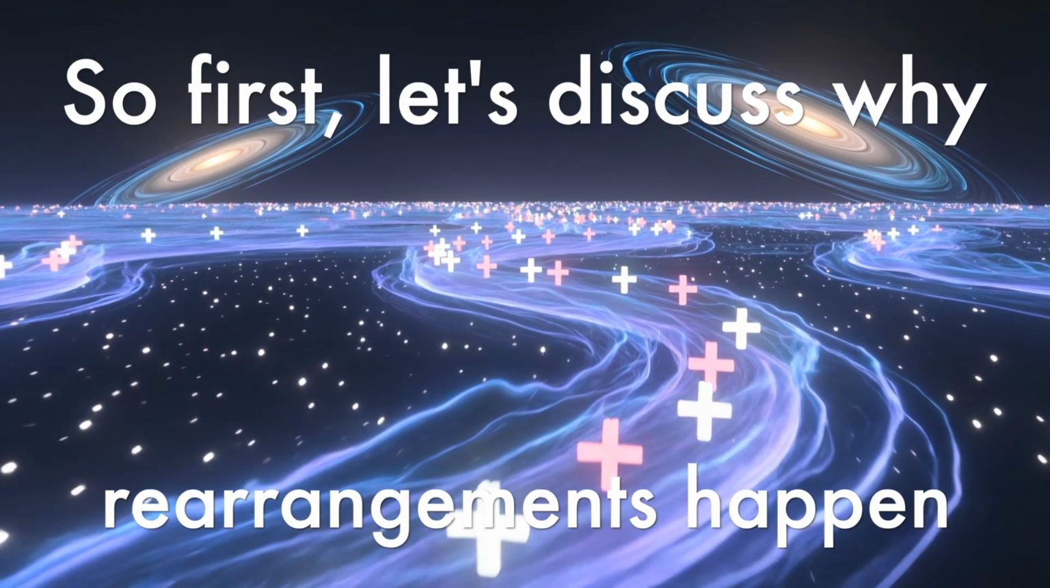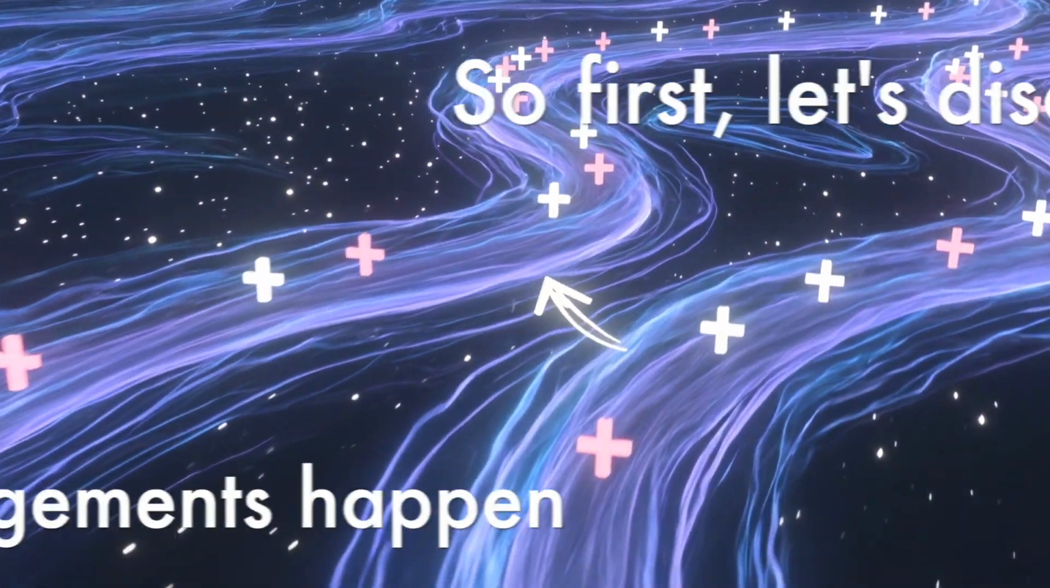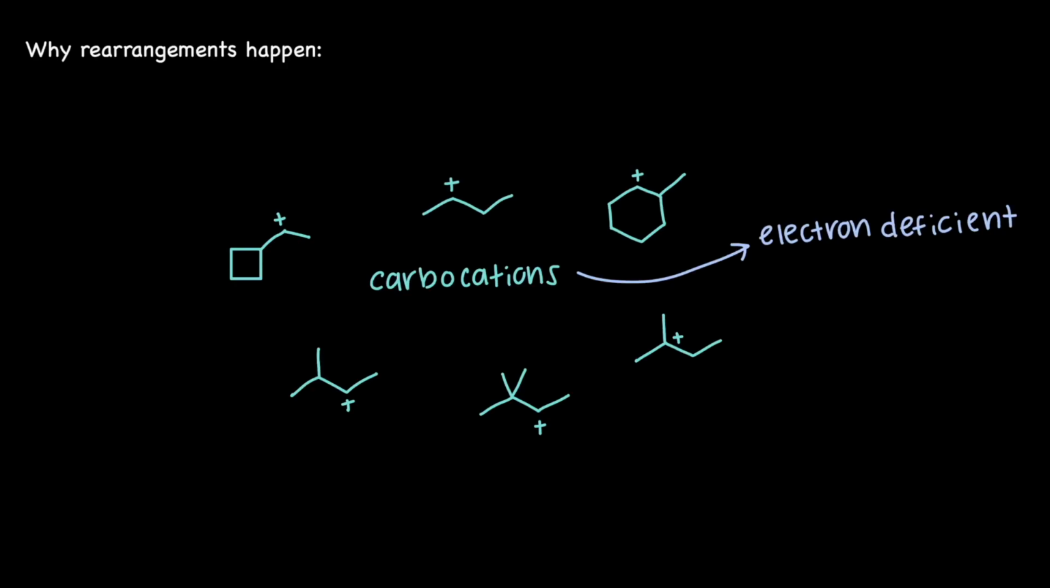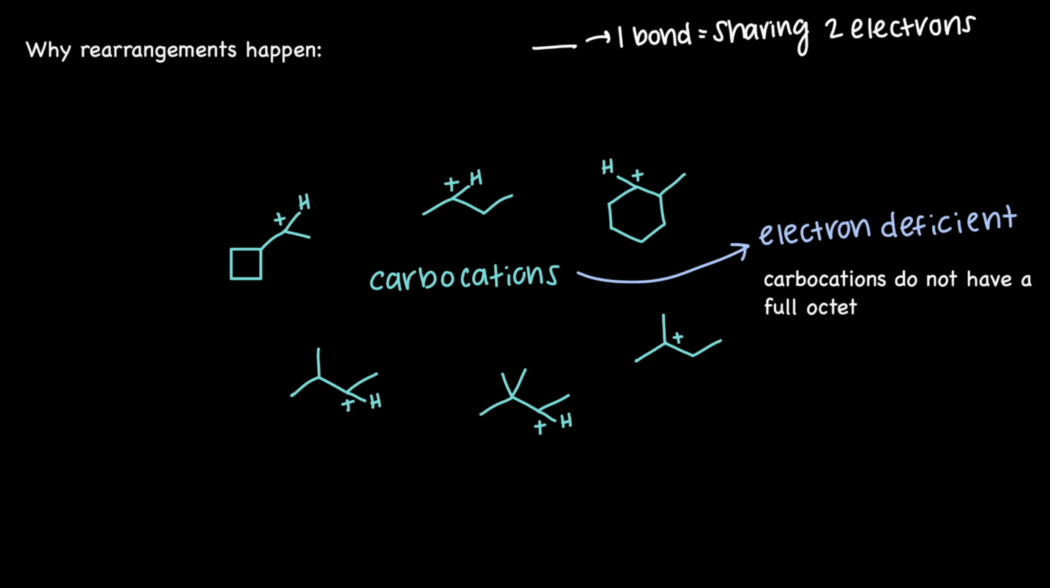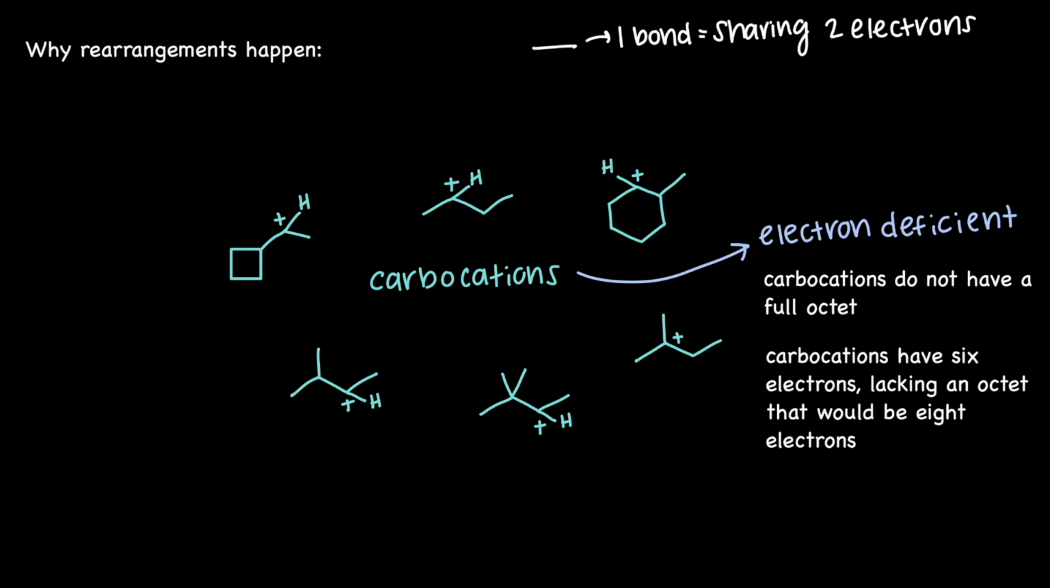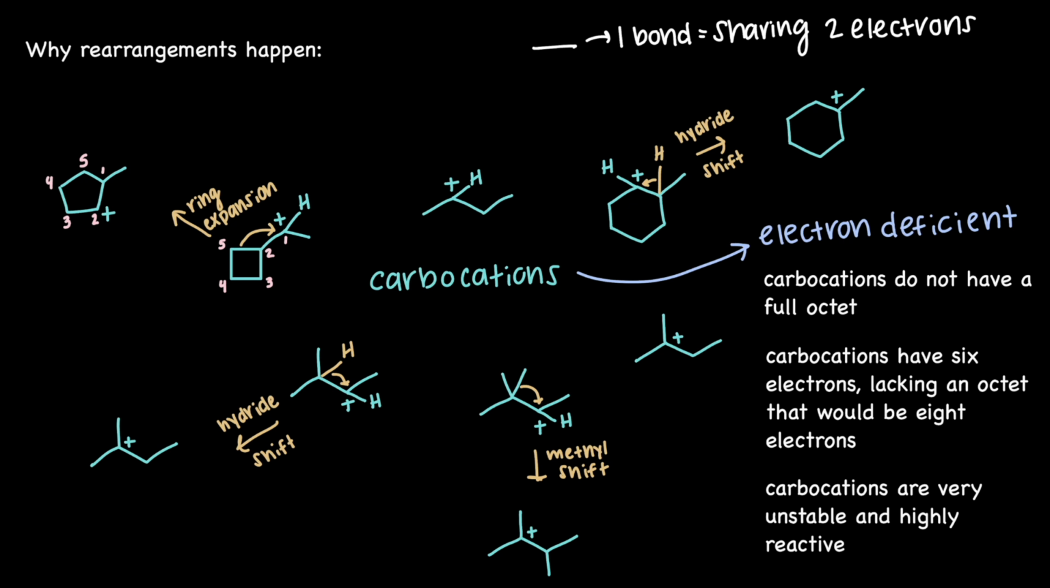So first, let's discuss why rearrangements happen. Carbocations are electron deficient. This means that carbocations do not have a full octet. Carbocations have 3 bonds, and based on octet rules, 1 bond is equal to sharing 2 electrons, so carbocations have 6 electrons. Lacking an octet, that would be 8 electrons. The positively charged carbon only has 6 electrons around it, which makes it very unstable and highly reactive. Organic molecules naturally try to move toward more stable carbocations whenever possible.